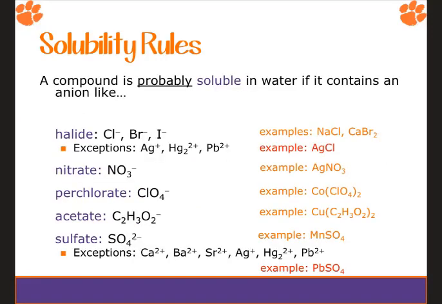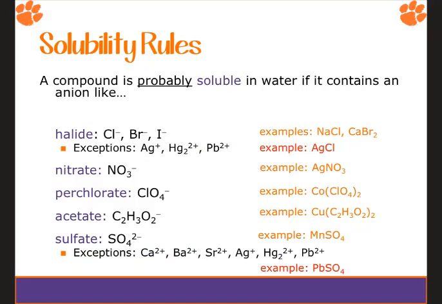Again, something will probably be soluble, and we're only talking about water here, if it contains an anion like a halide, with -1 charges, nitrates with a -1 charge, perchlorates with a -1 charge, acetates with a -1 charge, and sulfate even with a -2 charge. Here, the examples that are in purple are going to be soluble. There are exceptions to these.